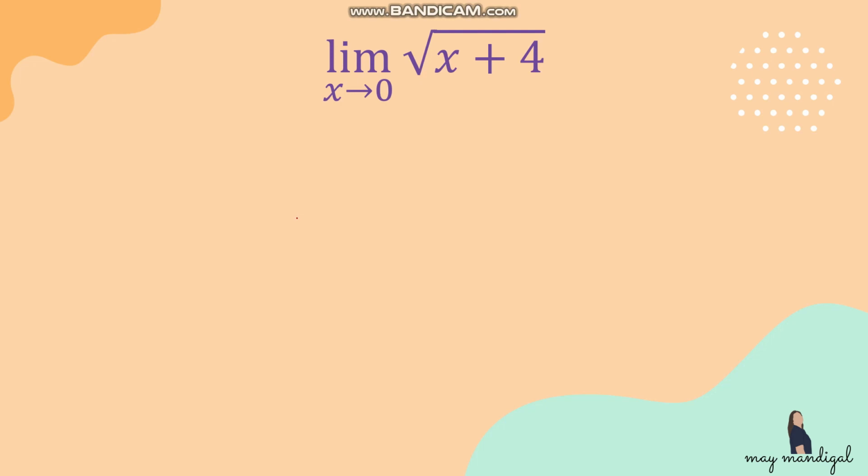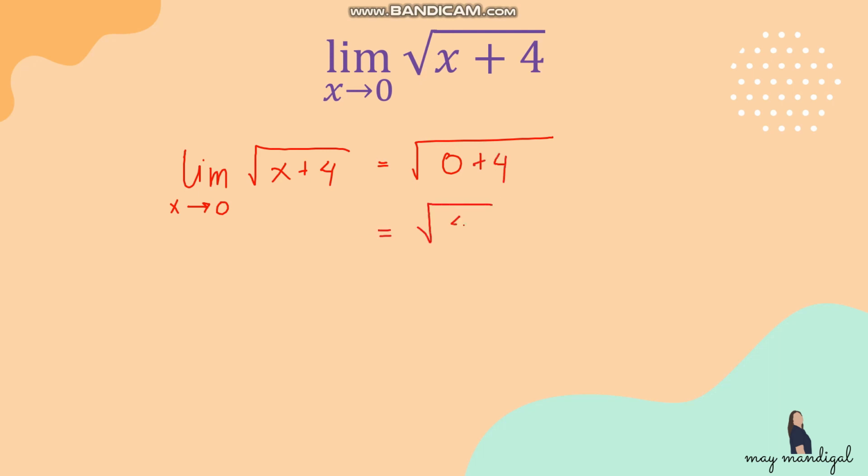Another example, let's say we have to identify the limit of the function square root of x plus 4 as x approaches 0. In this case, we just have to look at the function inside the radical symbol. It's x plus 4, meaning we can just do direct substitution. So square root of 0 plus 4. This is just equal to square root of 4, or the answer is 2. So you can just do direct substitution in a case like this. There are no restrictions because it's not a one-sided limit.